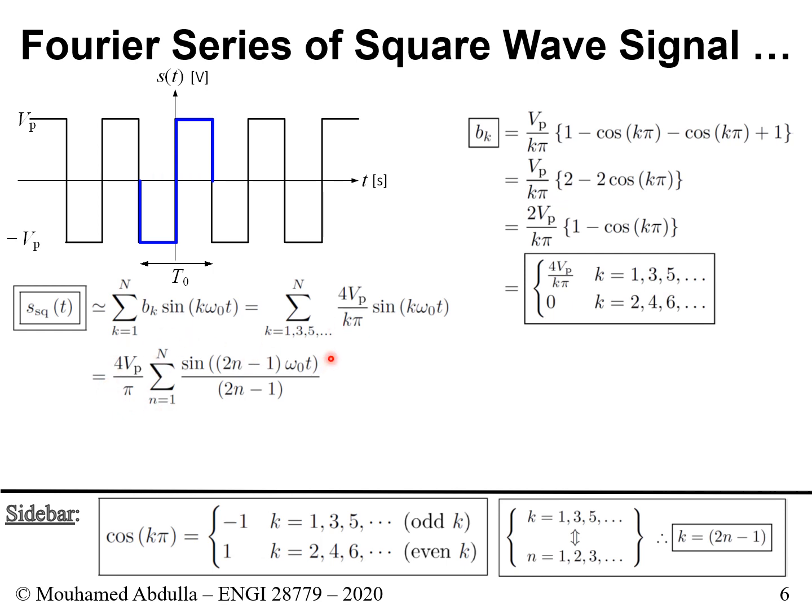It has no relationship with the indices of the summation. And instead of going from 1, 3, 5, we now change the index for the summation. We're going to use 1, 2, 3 all the way to a value.